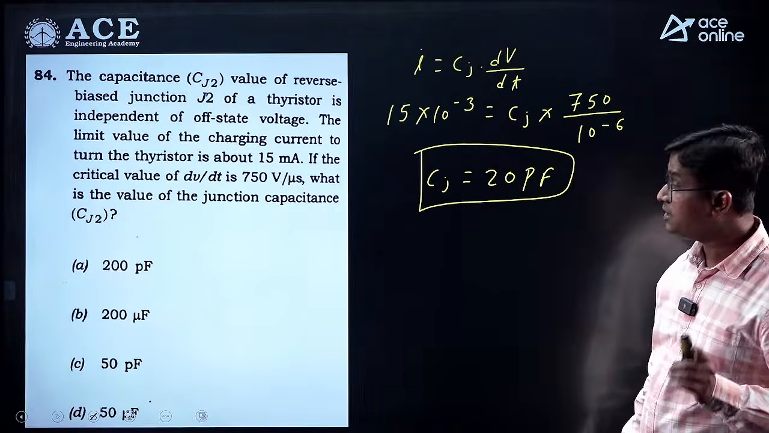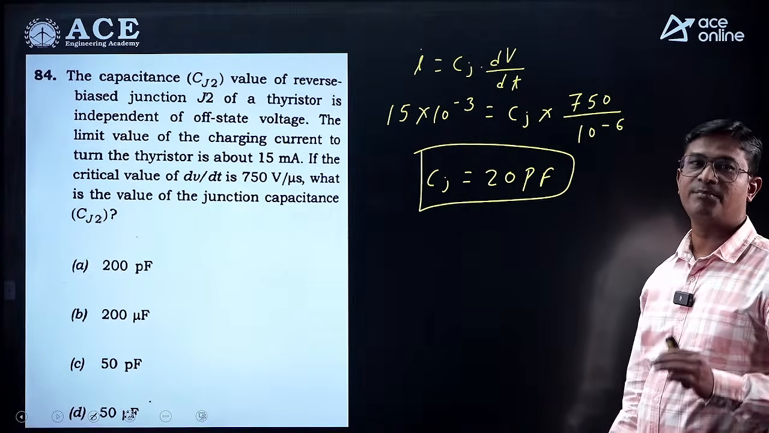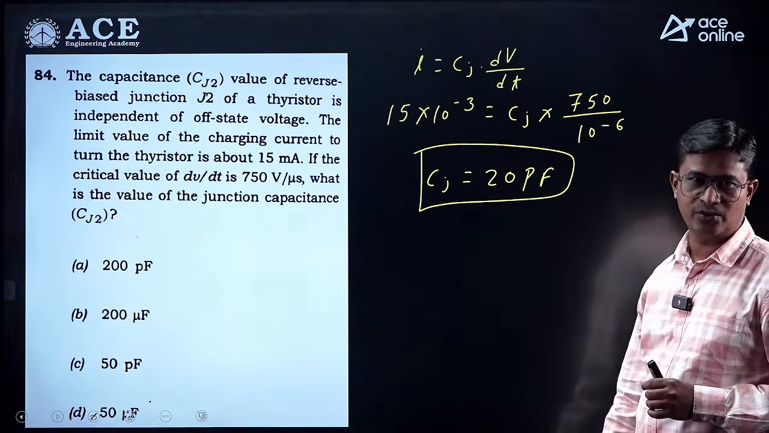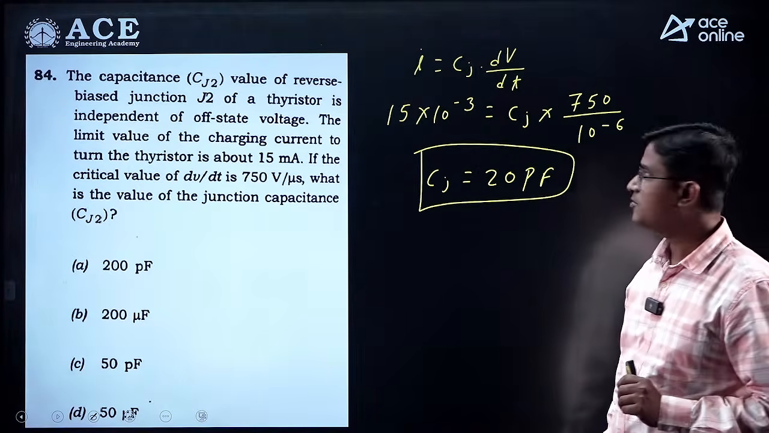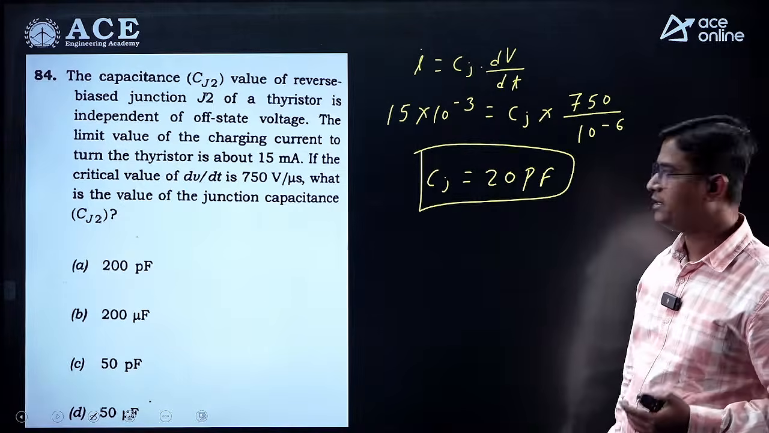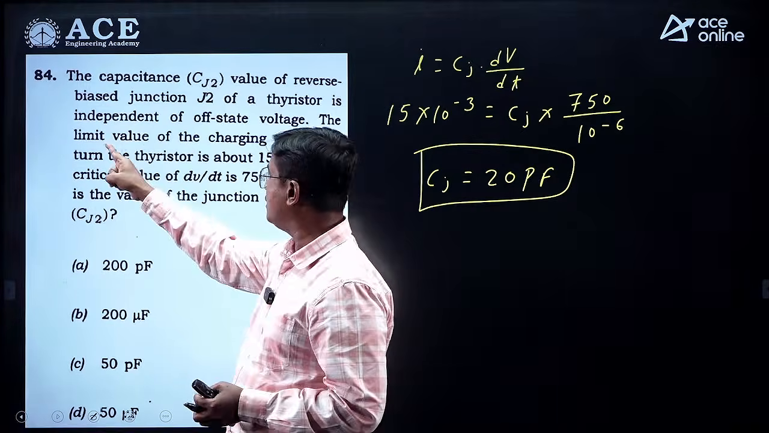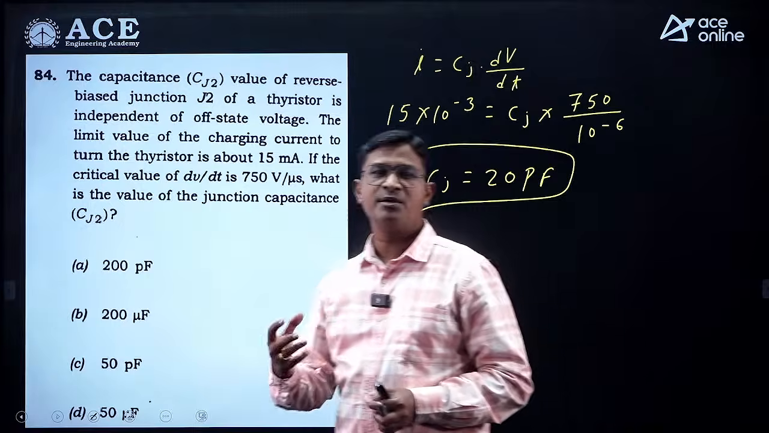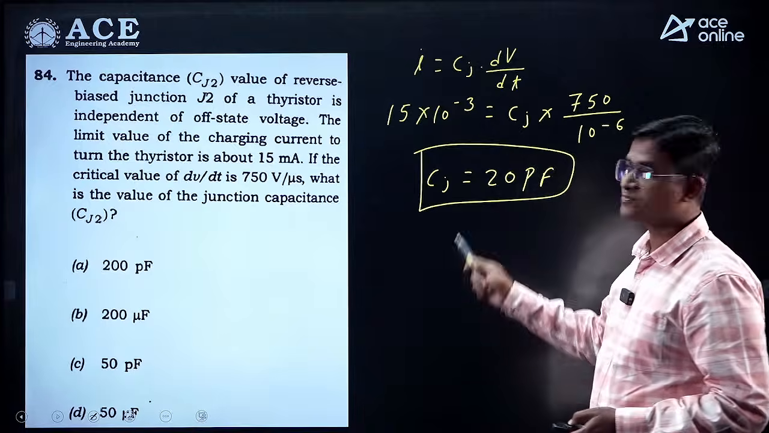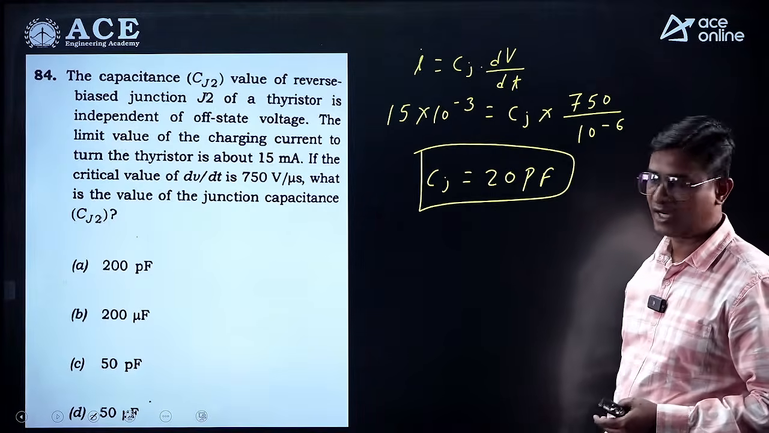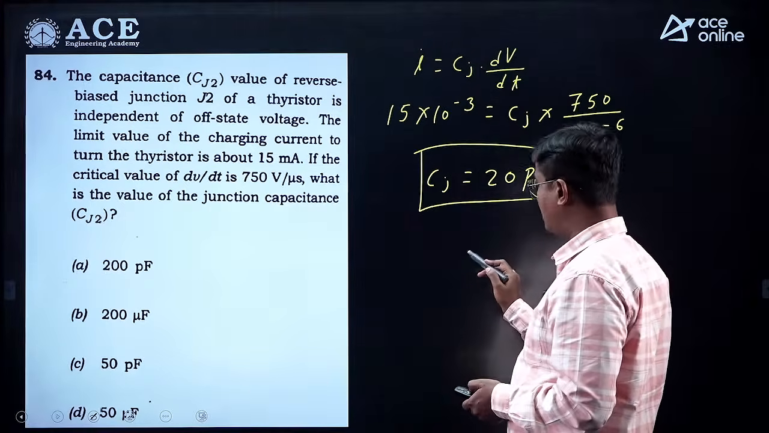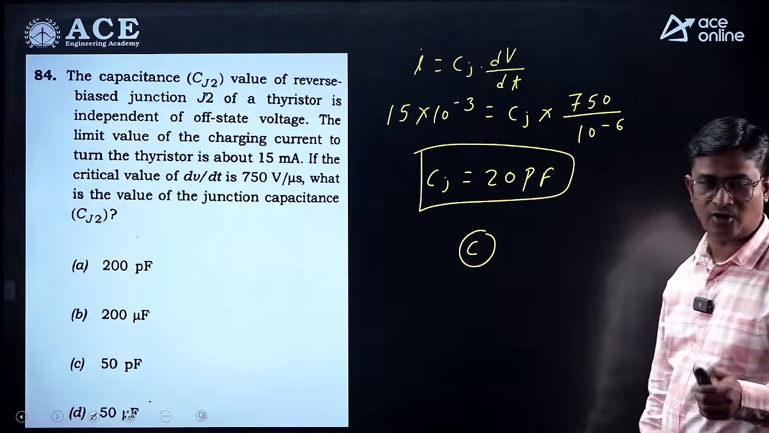But if you check the options, this Cj is nothing but the minimum value of the capacitor. So a value of the capacitor slightly greater than this value is acceptable, because I is directly proportional to Cj. The more the Cj, the more the current. And here, the limit value of the charging current is nothing but the minimum value of the current required to turn on the SCR, that is 15 milliampere. So this Cj corresponds to the minimum possible current, so that is Cj min. Near to this, if you check the options, the possible value is 50 picofarad. You can select option C.